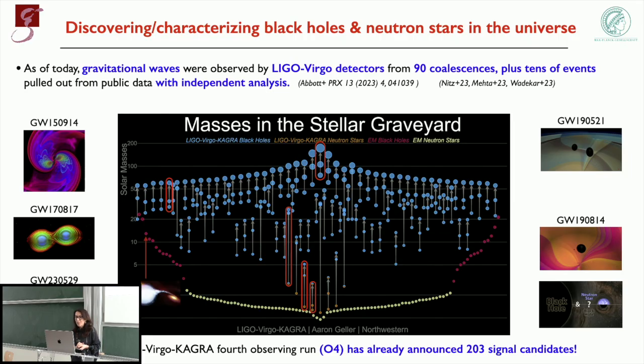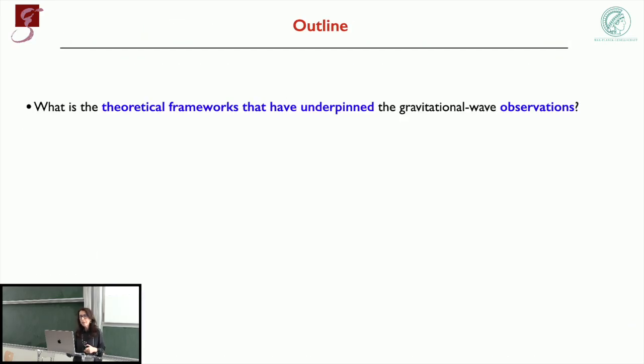Now, the red dots that you still see in this plot are the black holes that we see in our galaxy in X-ray binaries. They have a companion, which is not another black hole or neutron star, it's a star. And we see this object in X-rays. And finally, the yellow dots are the pulsars that we see in our galaxy. These are neutron stars. We see many of them. And this plot puts together everything, including the distribution in masses that we are seeing with the black holes. So in this talk, I will describe the theoretical frameworks that have underpinned these observations.